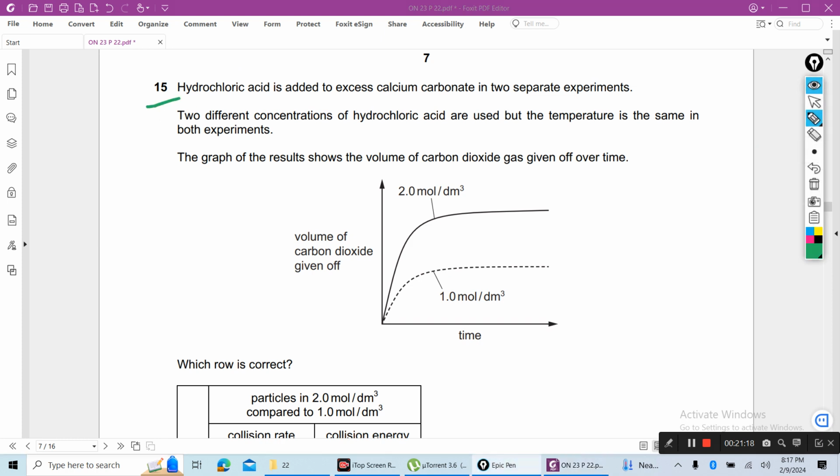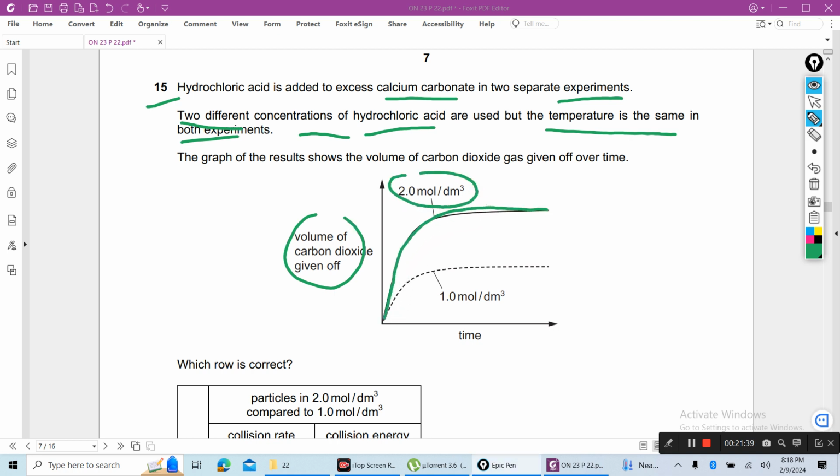Question 15: Hydrochloric acid is in excess with calcium carbonate in the experiment. Two different concentrations of hydrochloric acid are used, but the temperature is the same. Temperature is the same, but the concentration is different. This is the volume of gas, this is the time. This is the high concentration, 2 mol per dm cubed, and this is the low concentration.